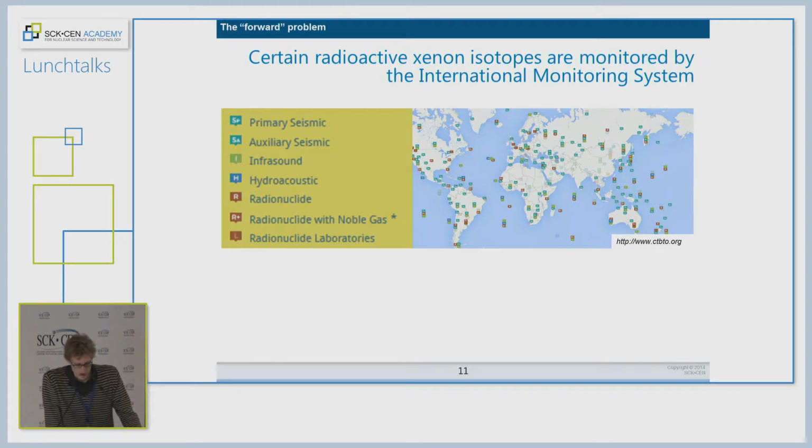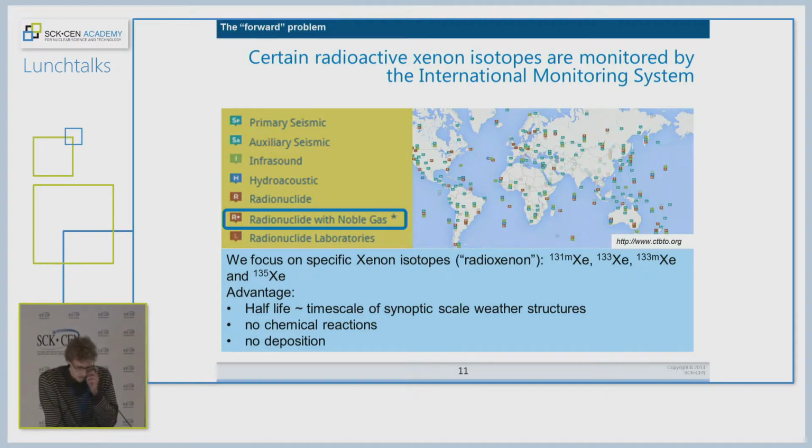The International Monitoring System will monitor seismic waves, infrasound waves, and hydroacoustic waves to detect nuclear explosions. And besides that, it will also monitor certain radionuclides. And of these radionuclides, noble gases are also monitored, that is specific xenon isotopes. You can see here the map, so it is covered globally. But for this research, we focus specifically on certain xenon isotopes, which we can conveniently call radioxenon. The elements are given there.